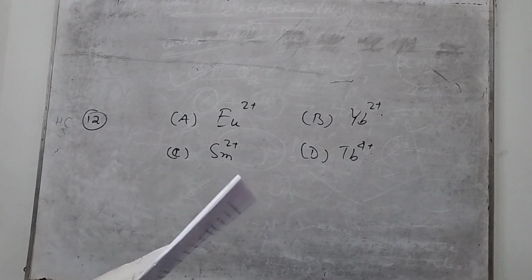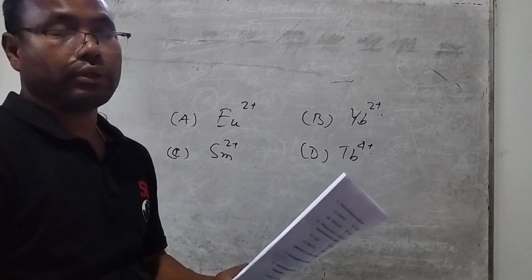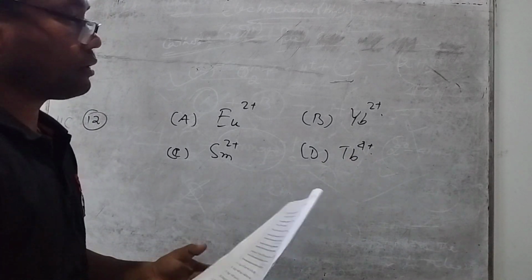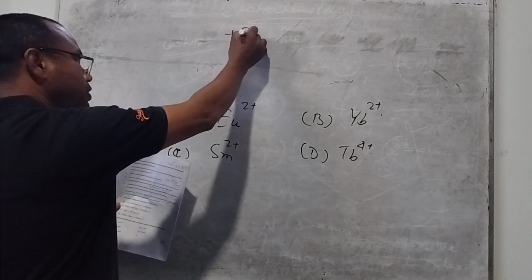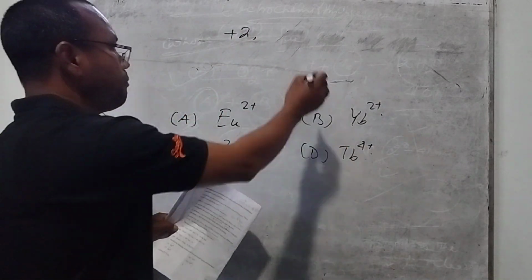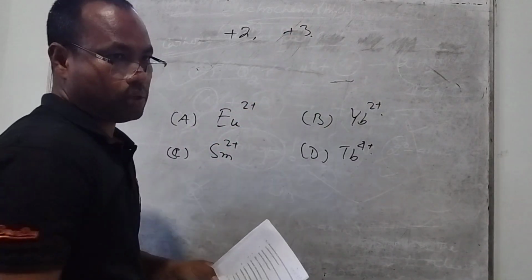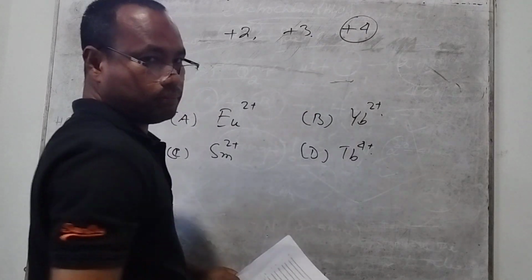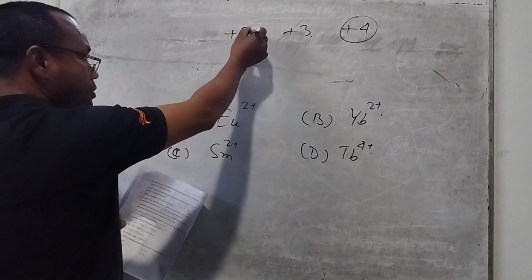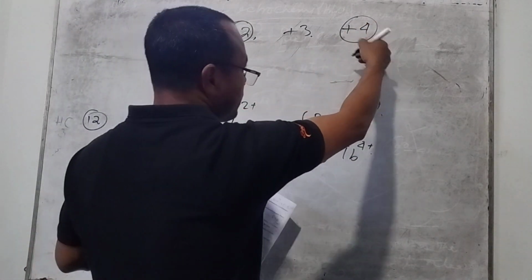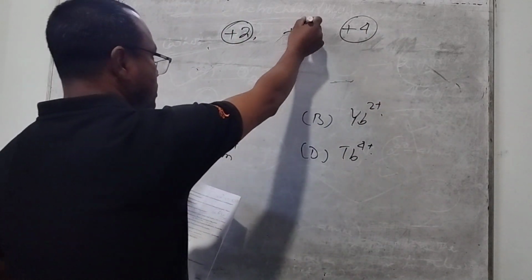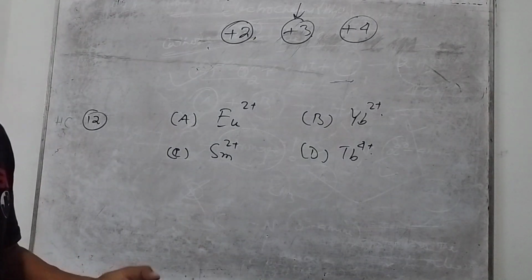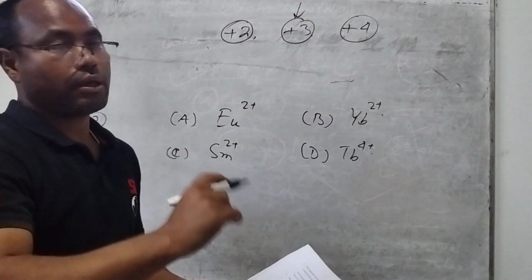Now, lanthanoids, what are the oxidation states? +2 oxidation state is possible, +3 oxidation state is possible, and the maximum is +4 oxidation state. The lowest one is +2, the highest one is +4, and in the middle is +3. So +3 is the most stable oxidation state of our lanthanoids. Remember, most stable.